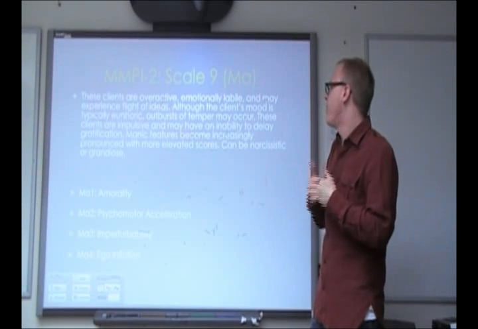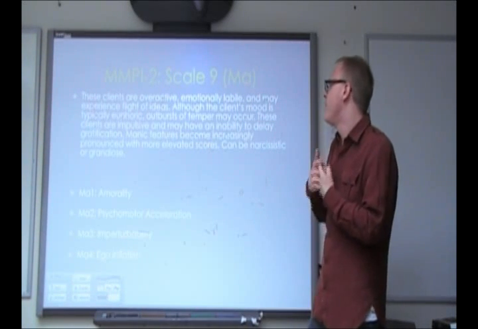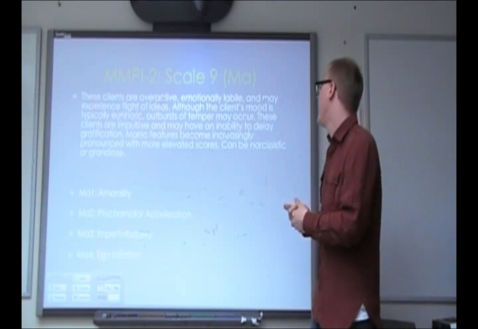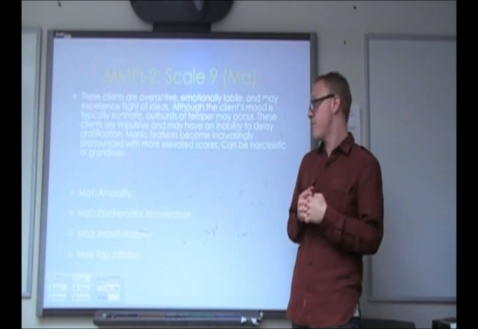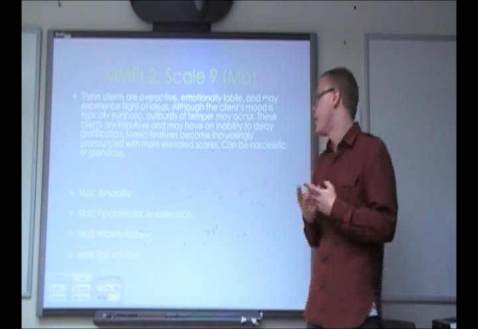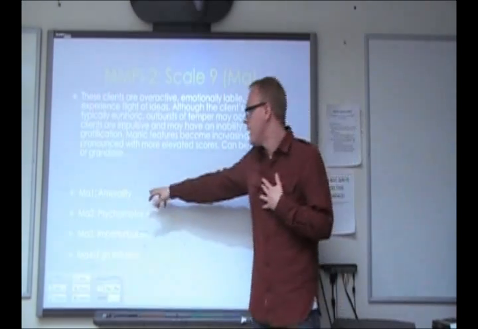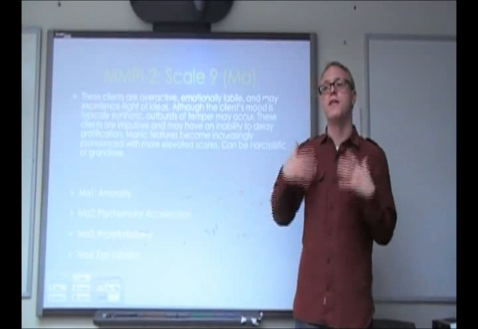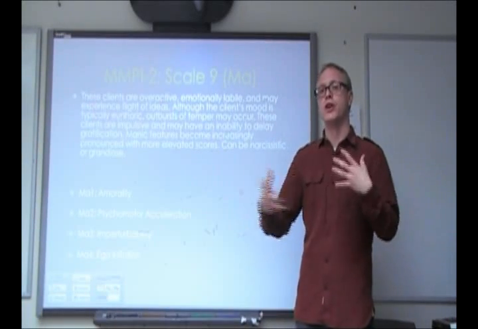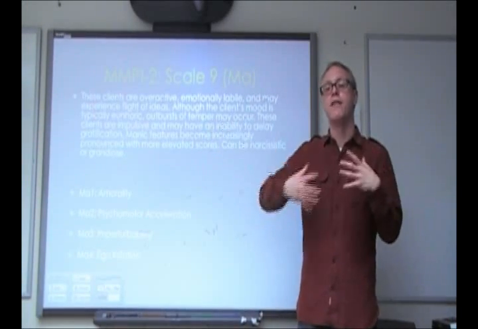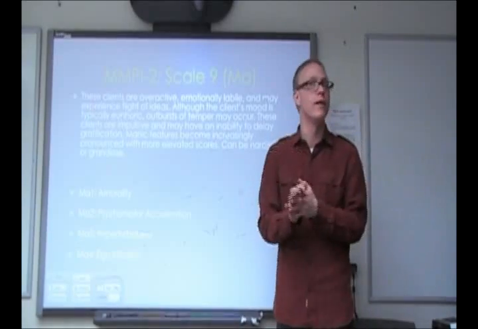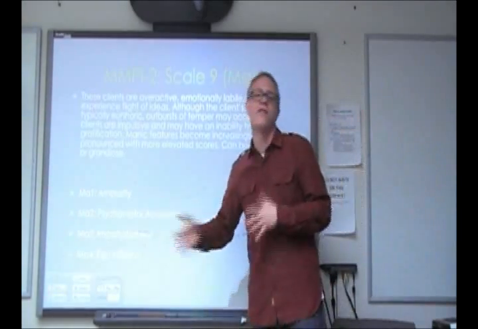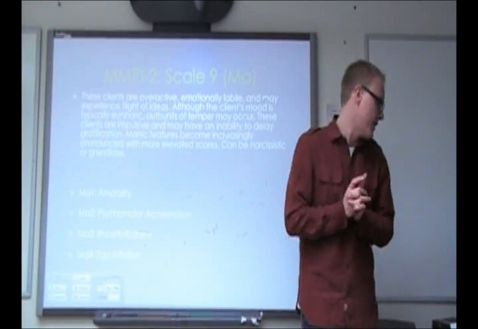As it becomes more elevated, manic features might be more pronounced: flight of ideas, pressured speech, and they can be narcissistic or grandiose. The components of it are amorality, psychomotor acceleration, imperturbability, which means that they don't seem to learn very well. They can have negative things coming and they'll just keep on going, sort of drive. And then ego inflation, this grandiosity.